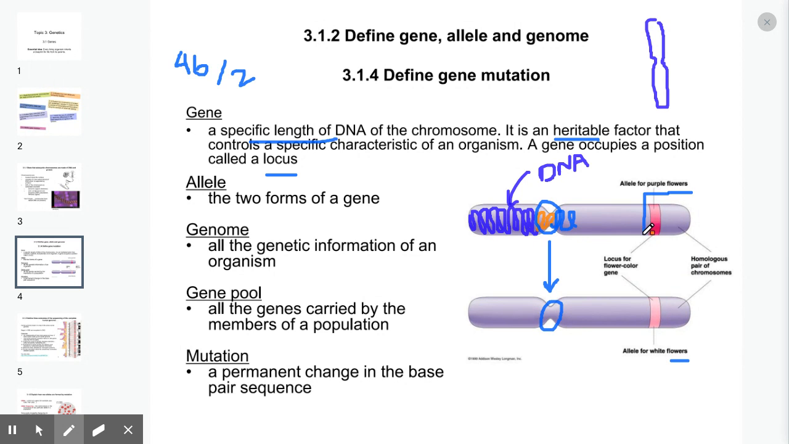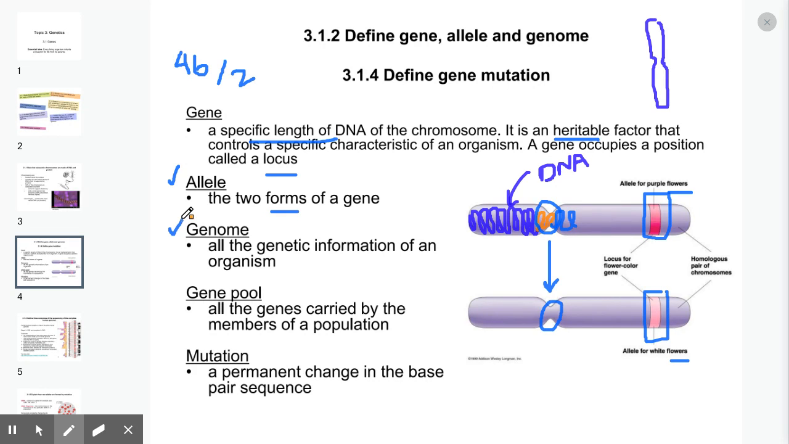Here, we have a gene controlling the color of the flower. And here, we have a gene controlling the color of the flower. However, the genes can be in different forms, right? In this form, I don't know if you can see it, but it says purple. And this one, it says white. So although the gene is the same, flower color, the form of the gene can be different.